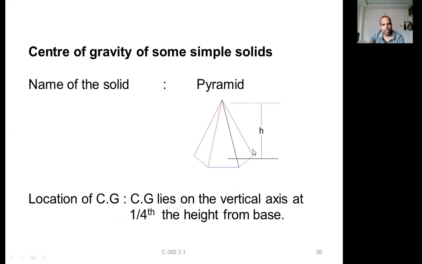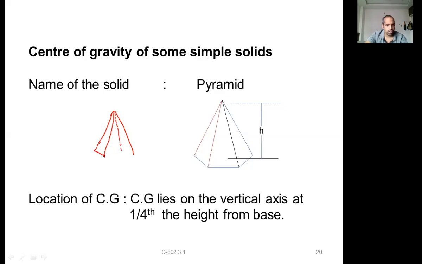Let us say the height is h, and where does the CG lie? Again, CG lies at a distance of 1/4 of the height from the base. Generally we cannot see it like this. It has only four sides, so if you see one side, you can only see one other. That's why we cannot see all of them. This is not a correct diagram, it is only a representation.